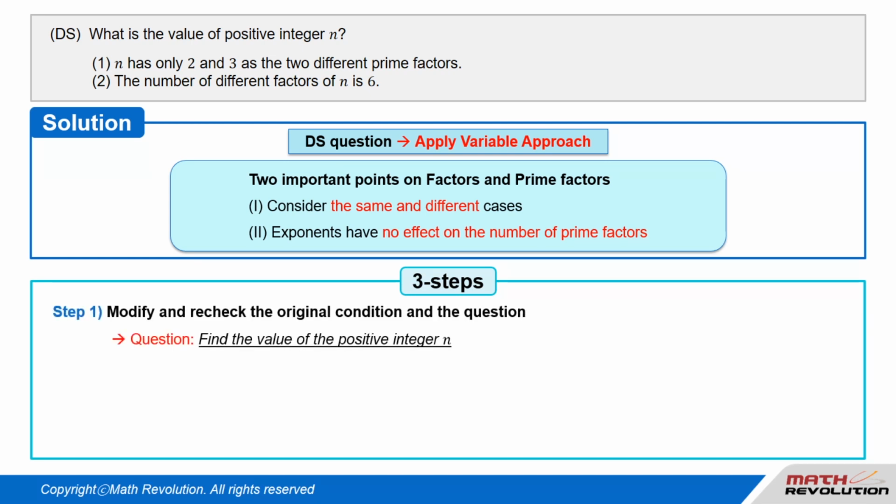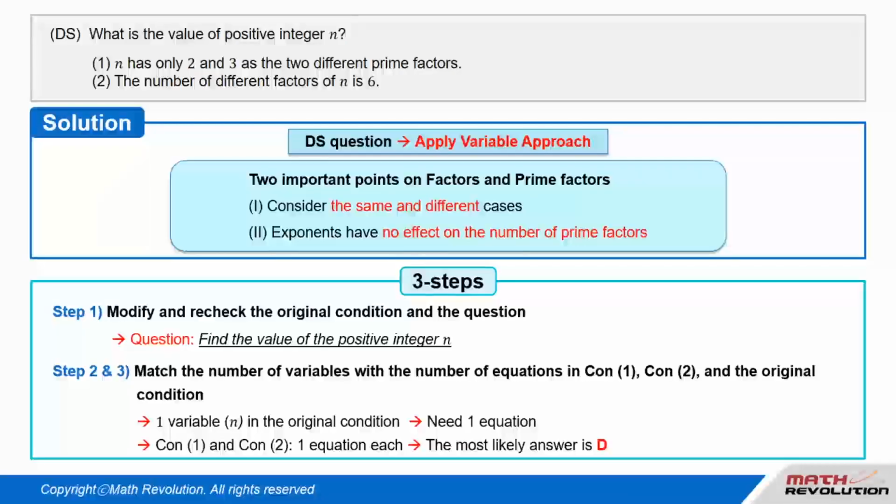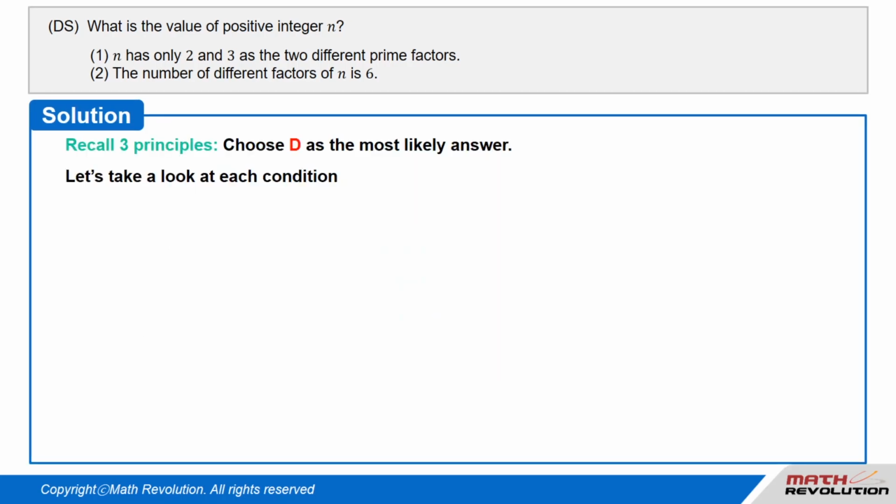Let us follow the first step of the variable approach by modifying and rechecking the original condition and the question. We are required to find the value of the positive integer n. Follow the second and the third steps. From the original condition, we have one variable, n. To match the number of variables with the number of equations, we need one equation. Since conditions 1 and 2 will provide one equation each, D would most likely be the answer. Recall 3 principles and choose D as the most likely answer.